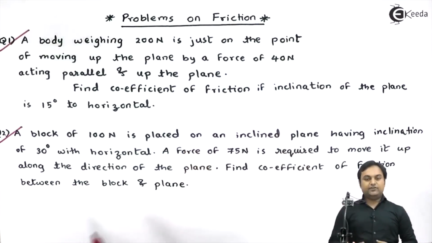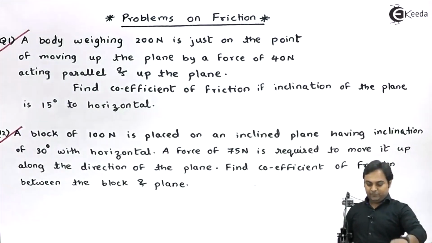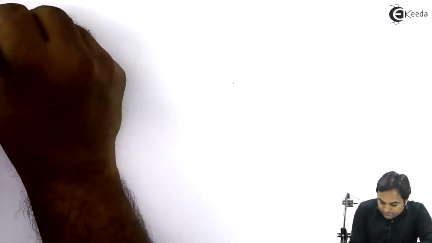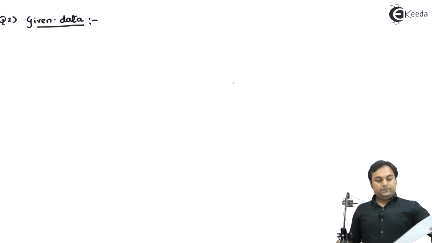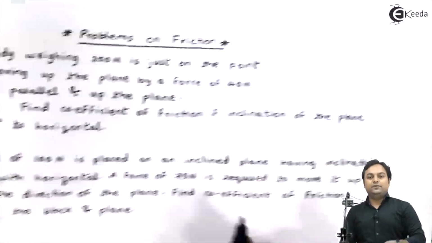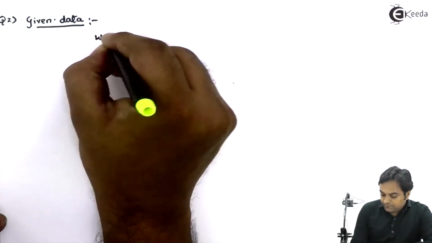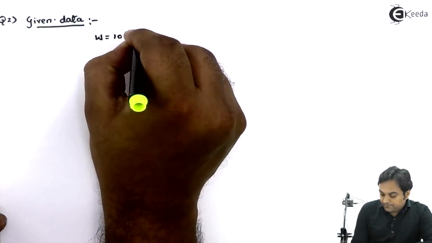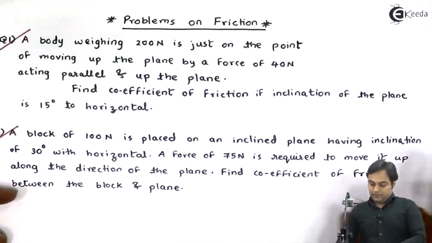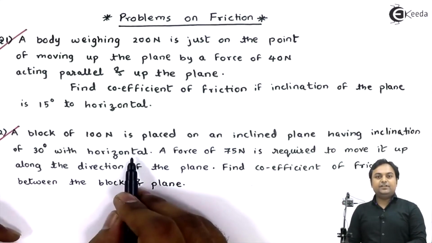So as in the first problem, here also whatever the data they have given, that we will write first and then we see what would be asked in the question. So let us start with writing the data for question number 2. Here it is given that a block of 100 Newton, that is the weight of the block given, W is equal to 100 Newton, is placed on an inclined plane having inclination of 30 degree with horizontal.